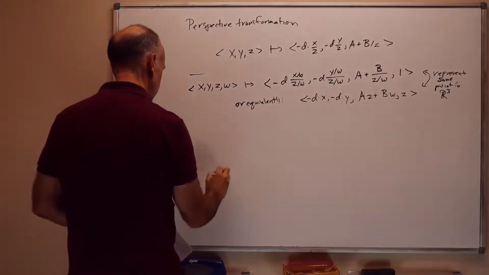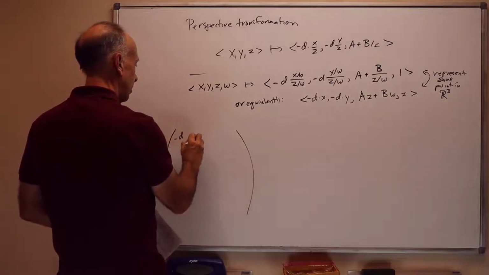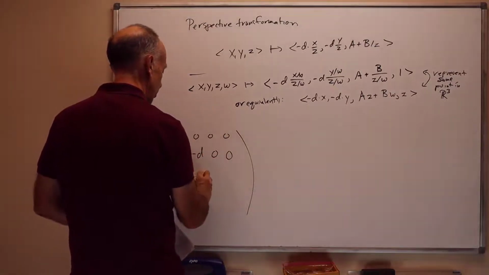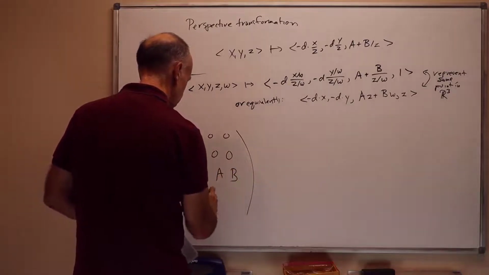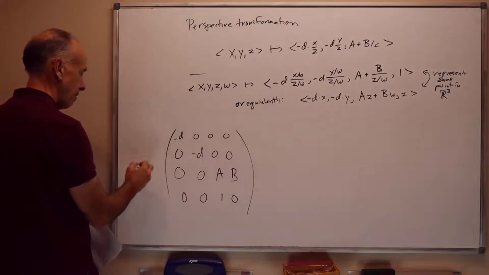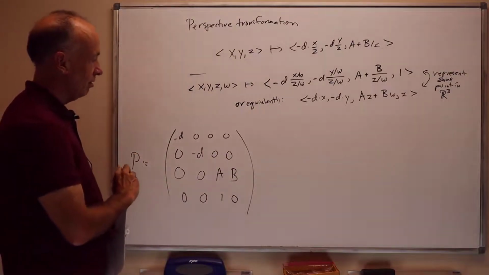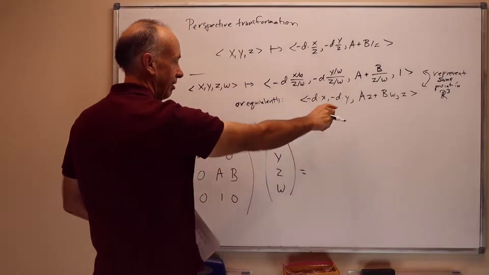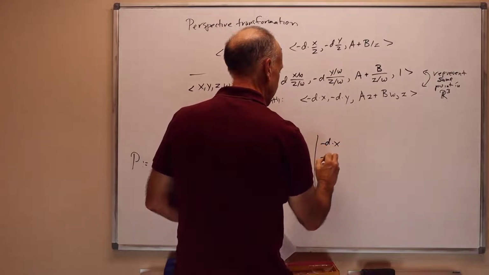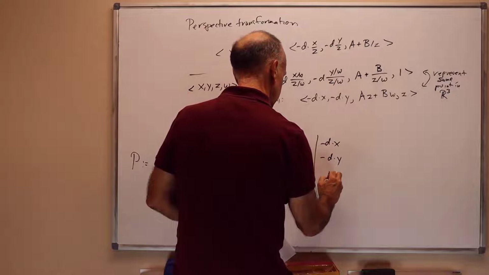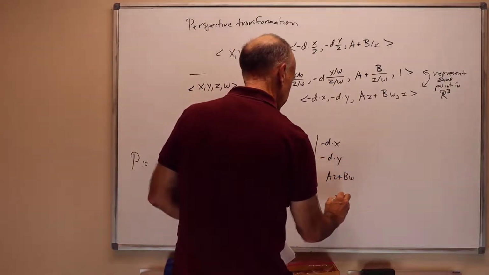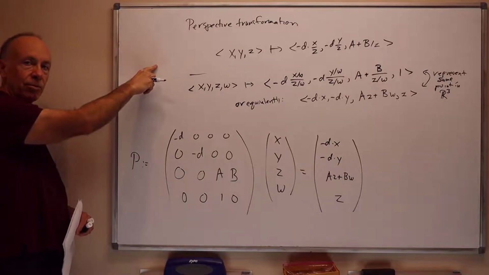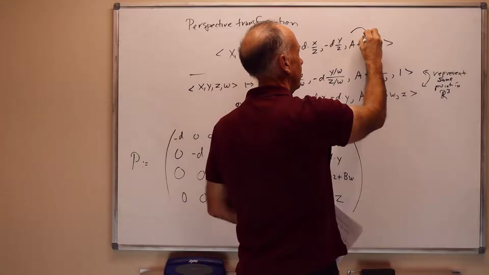We just read this off, and again, it's easiest to read this off by rows. So I've got minus d, 0, 0, 0, 0, minus d, 0, 0, 0, 0, a, b, 0, 0, 1, 0. This matrix here is the perspective matrix that we're going to use. In particular, if I take this matrix times x, y, z, w, I get exactly this: minus d times x, minus d times y, a z plus b w, z. And in this way, we get a 4x4 matrix that gives us computation of the perspective transformation when using the pseudodist value for the distance.